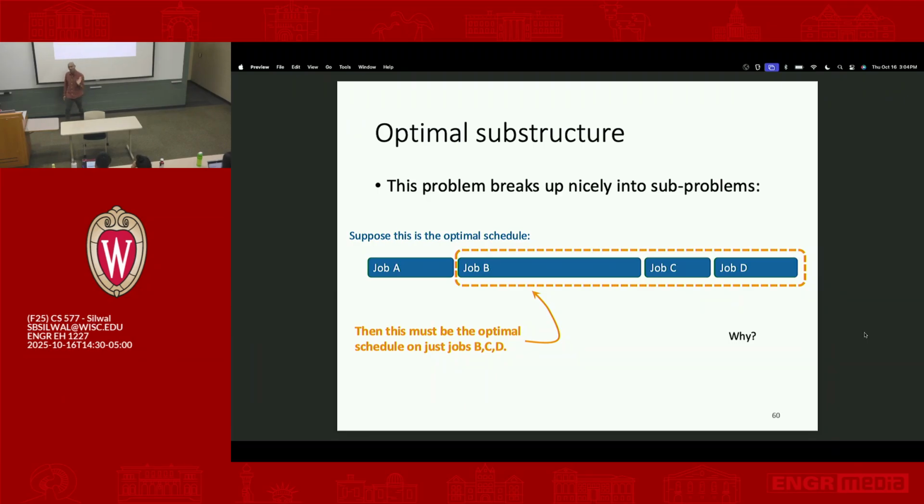Why is that? Let's say A, B, C, D is the optimal order for these 4. Then my claim is that if I look at any subset of the time afterwards, then this subset is also the optimal order for these 3 jobs.